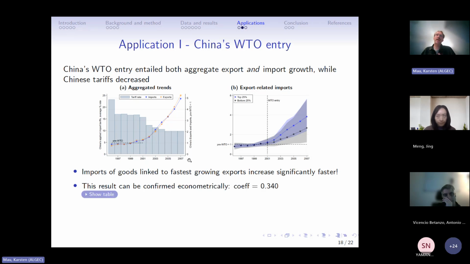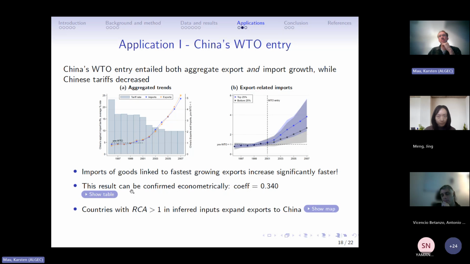So when we take this to an econometric analysis, we can see, for instance, that a 10% increase in the growth rate of exports is associated with a 3 to 4% increase in the import of the associated inputs. And this has, of course, some implications, because there are countries that benefit from China's export growth by providing these inputs. And these are typically the countries that have a strong comparative advantage in those products.